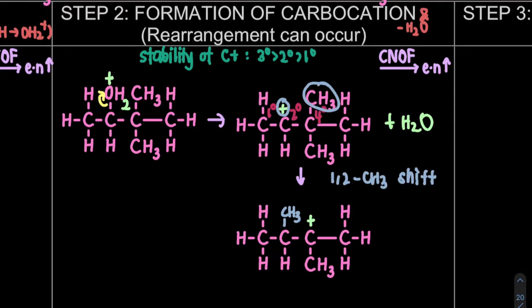Here, our carbocation itself is attached to 1, 2, 3, so this is a tertiary carbocation. Next to it, this carbon has 1, 2, 3, so this is also tertiary carbon, but it's fine. The one on this side is still primary, next to the carbocation itself.